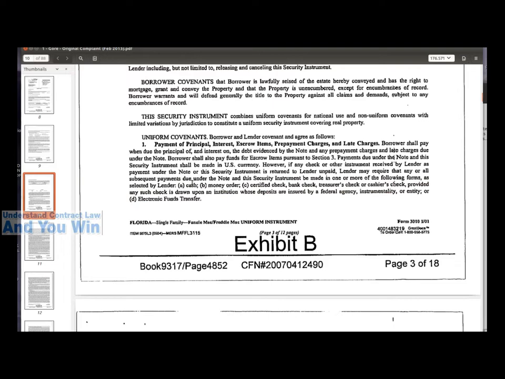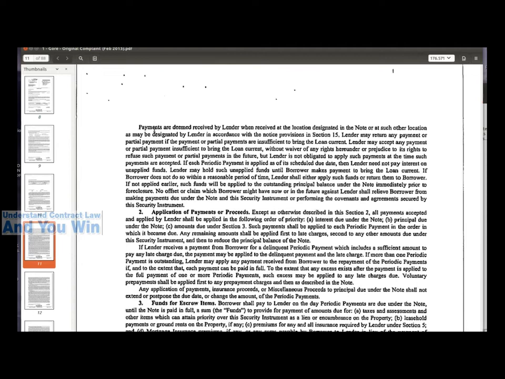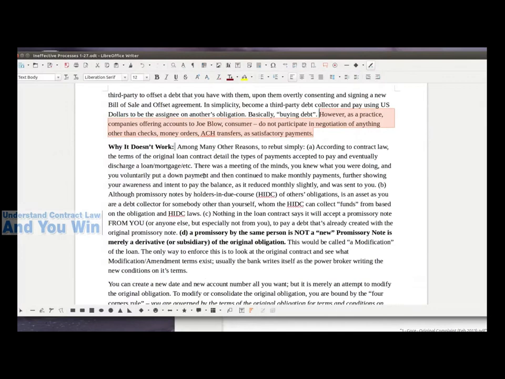And then it goes on to say payments are deemed received by the lender when received at the location designated in the note or at other such locations designated by the lender in accordance with blah, blah, blah. Okay, so I'm not going to read all this. We're going to close this out and get back to our notes here.